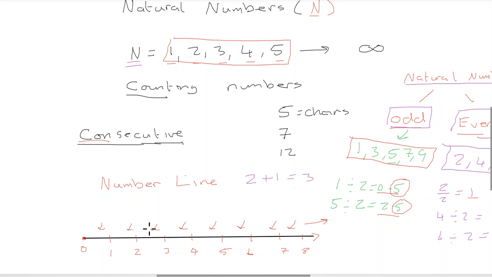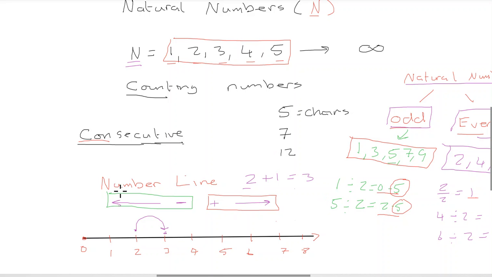Now, a way to think about this on the number line is to say the number on the left hand side is 2, so we start off here on the number line at 2. When we're adding, we're moving to the right on the number line. When we subtract, we're moving to the left on the number line. So with 2 plus 1, we're adding, so we're moving one place to the right. Remember, with addition, we move to the right. Subtraction, we're moving to the left. So again, we move one place to the right, and we end up here on 3.